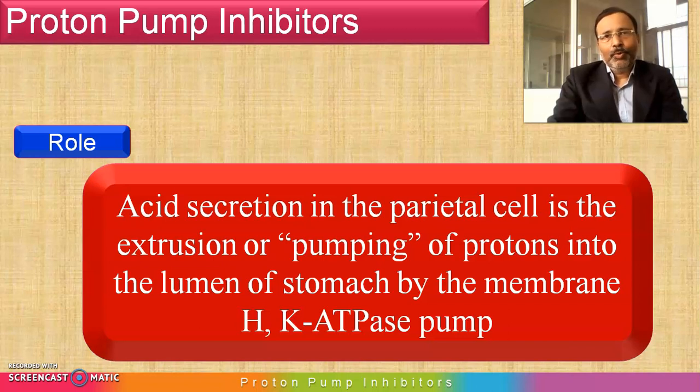Thus, the inhibition of this proton pump acts beyond the site of action of a second messenger and is independent of the action of histamine, gastrin, and acetylcholine. Thus, acid pump inhibitors, that is, proton pump inhibitors, block both basal as well as stimulated acid secretion. In this way the proton pump inhibitor will act.